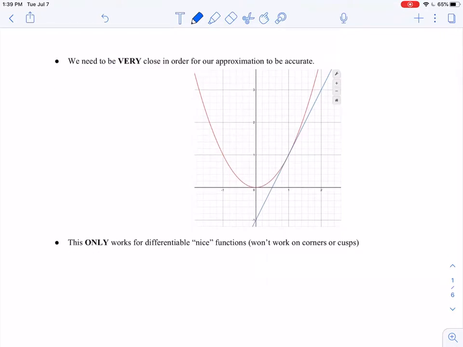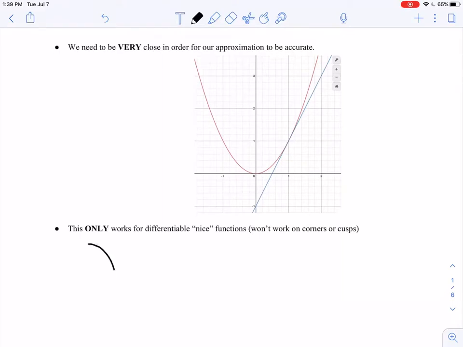And this is only going to work for differentiable or, in air quotes, nice functions. It won't work for corners or cusps, certainly not asymptotes. So if I were to draw a function that had a cusp, it would look something like this. And let's say I sketched in the tangent line right here. So there's my tangent line, and I want to use that to approximate, say, this x value right here. It's perhaps not that far off, but look at how far apart my function and the tangent line are. They're not very close at all. You start to have more and more problems the closer and closer you get to that cusp.